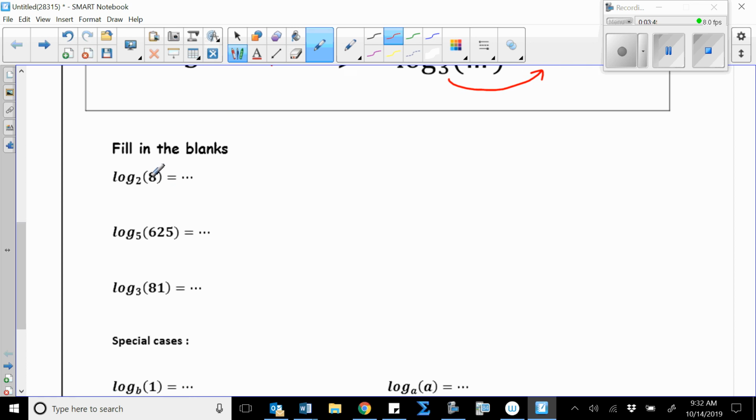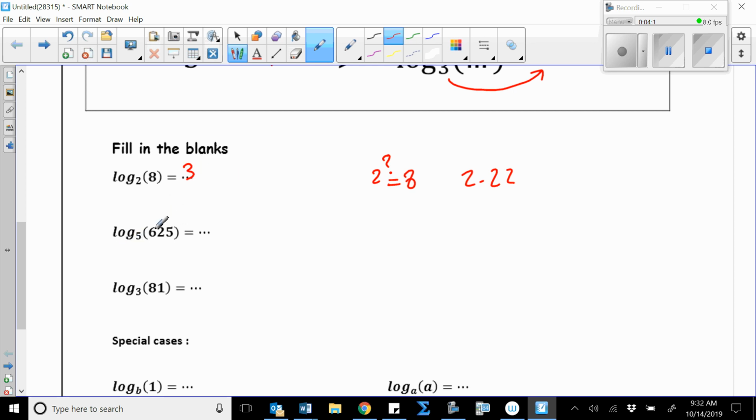Let's try these numbers. Log of 8 base 2. So 2 to the power of what number is equal to 8? Means how many times should we multiply 2 by itself in order to get 8? And we know that we should multiply it 3 times. So this is 3.